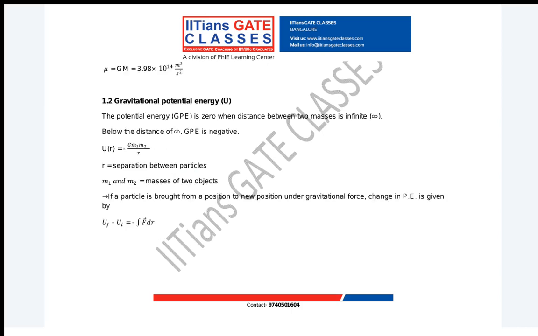We all know this. Now, due to this gravitational field, there is gravitational potential energy, which we are going to use all the time in space dynamics. Any object in some orbit will have two kinds of energy: gravitational potential energy and kinetic energy. What is the gravitational potential energy? It is always zero at infinity, and it will be negative. Why is it negative? Can anyone tell? At some finite distance, why is gravitational potential energy negative?